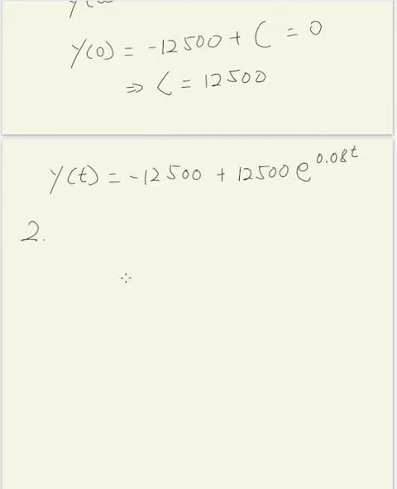Another common application is the modeling of chemical reaction. Let me give an example. So suppose during a chemical reaction, substance, let me just start a new page. Sorry.